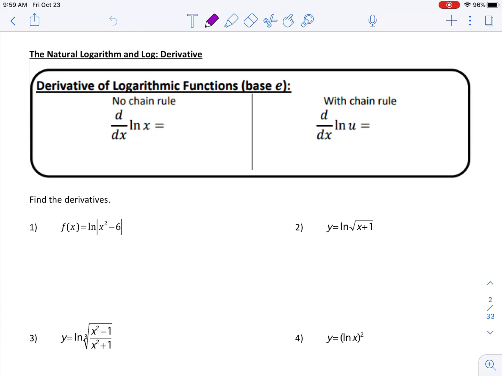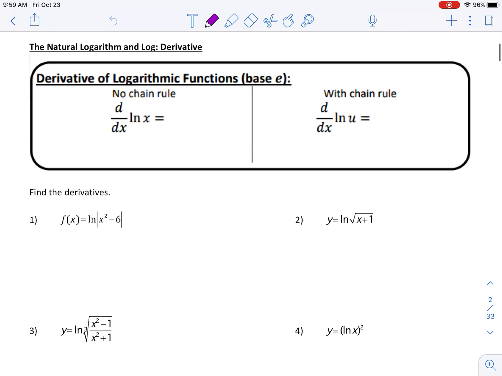About derivatives and antiderivatives of logs and exponential functions. So there's not going to be lots more rules that we're going to learn for derivatives and antiderivatives. The first one is we're going to work with the natural log function first. The rule for the derivative of the natural log of x is 1 over x.